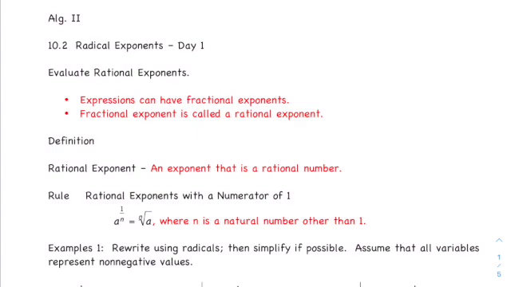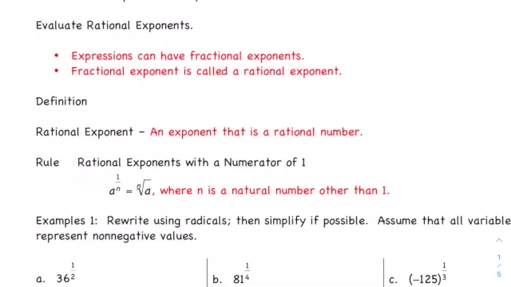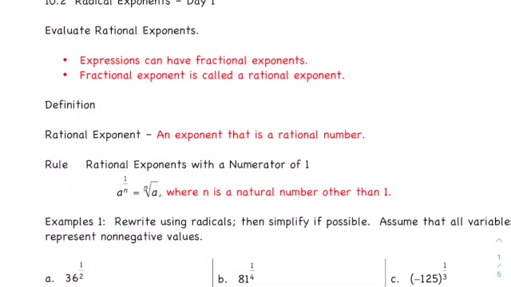Definition: what is a rational exponent? An exponent that is a rational number. And what is a rational number? A rational number is a fraction.